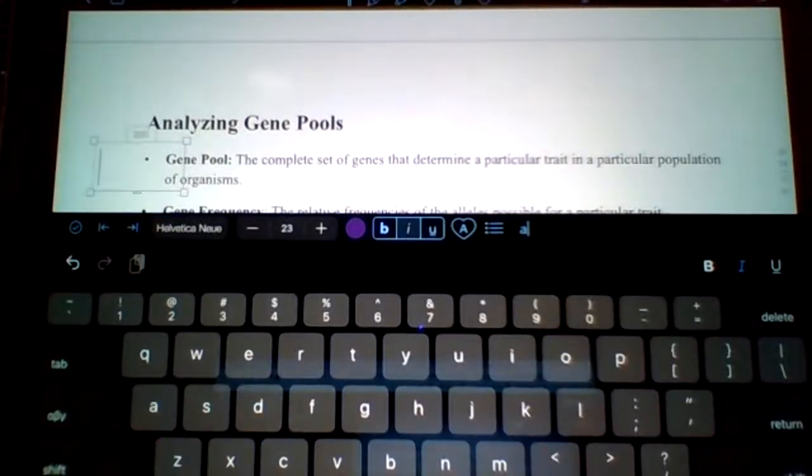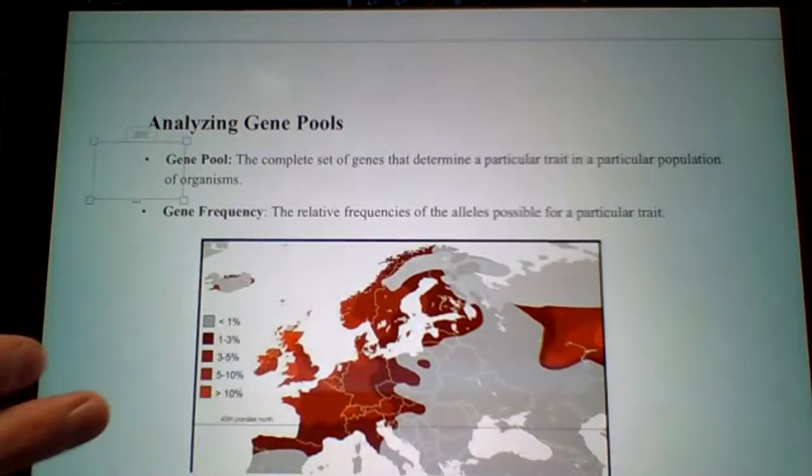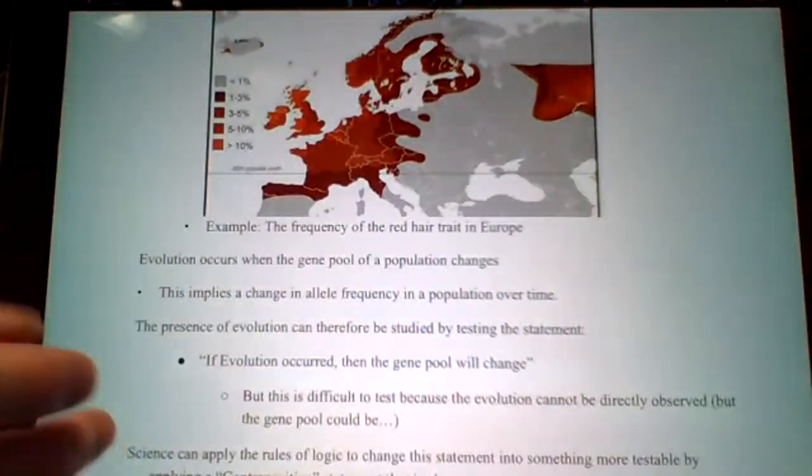Okay. I have a very fun little graphic about a little section here about analyzing gene pools. I think we'll get into that on another day.